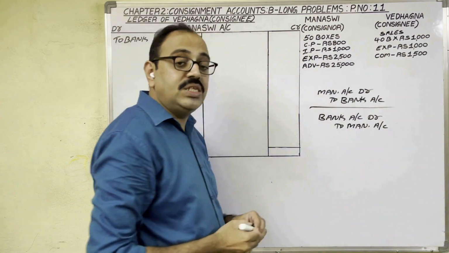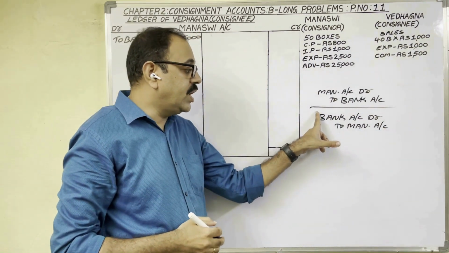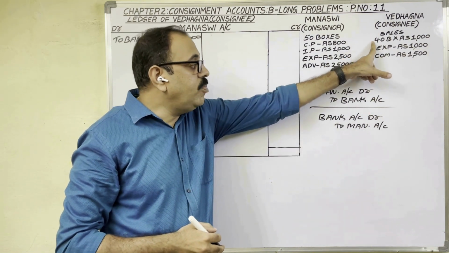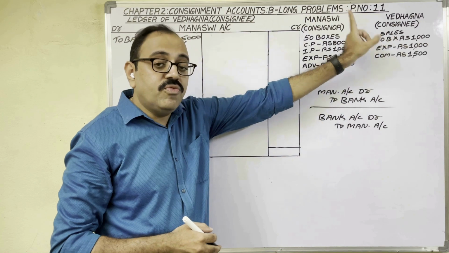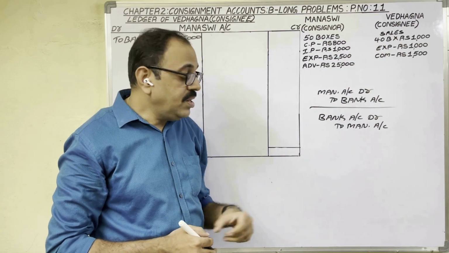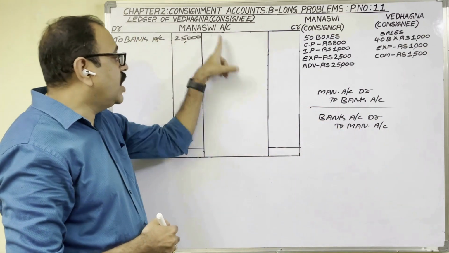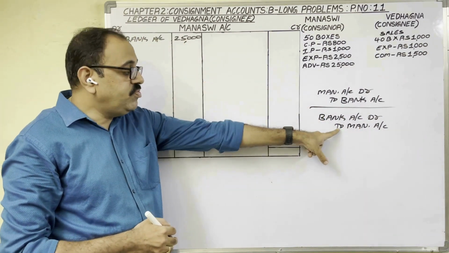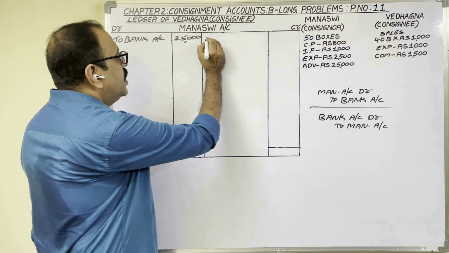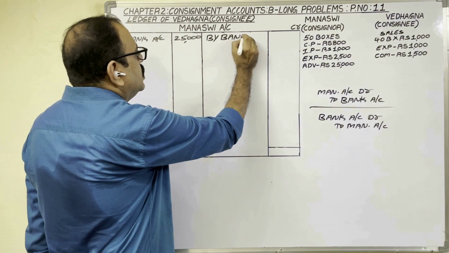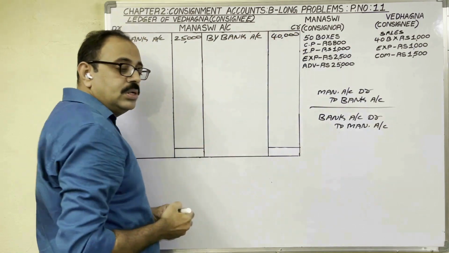This is the entry for sales. Bank account debtor to Manasvi account. Amount 40 boxes into 1000 rupees, 40,000. Narration: being the entry for sales. Now this entry we should post in Manasvi account. As Manasvi account is credited, on the credit side we should post this entry: by bank account, 40,000 rupees.